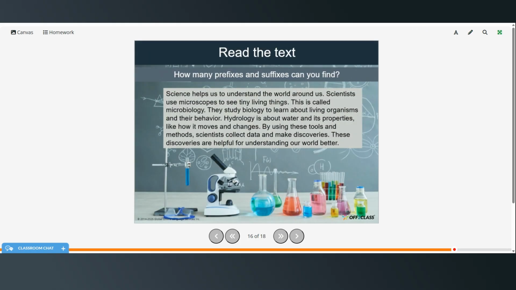All right, so now you can pause the video, read the text, or you can follow along as I read, and then see if you can identify the prefixes and suffixes. So science helps us to understand the world around us. Scientists use microscopes to see tiny living things. This is called microbiology. They study biology to learn about living organisms and their behavior. Hydrology is about water and its properties, like how it moves and changes. By using these tools and methods, scientists collect data and make discoveries. These discoveries are helpful for understanding our world better.